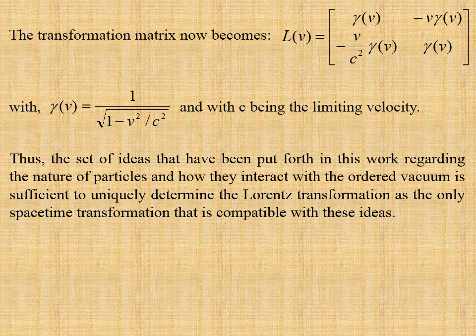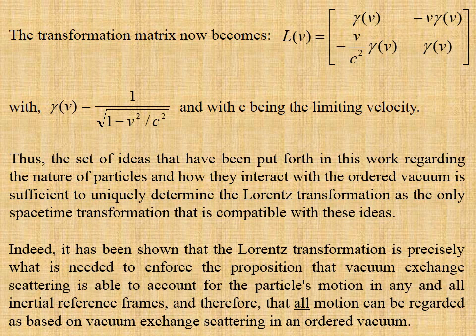Thus, the set of ideas that we have put forth in this work regarding the nature of particles and how they interact with the ordered vacuum is sufficient to uniquely determine the Lorentz transformation as the only spacetime transformation that is compatible with these ideas. Indeed, we have shown here that the Lorentz transformation is precisely what is needed to enforce the proposition that vacuum exchange scattering is able to account for the particle's motion in any and all inertial reference frames, and therefore that all motion can be regarded as based on vacuum exchange scattering in an ordered vacuum.